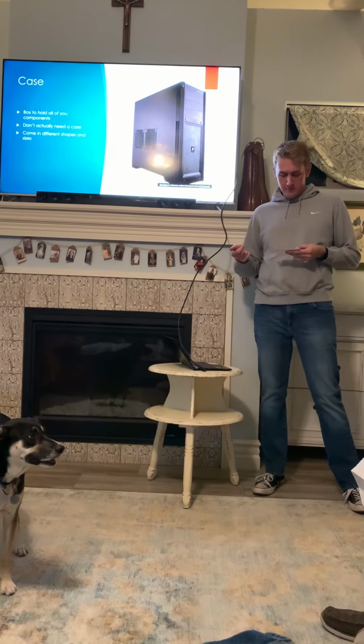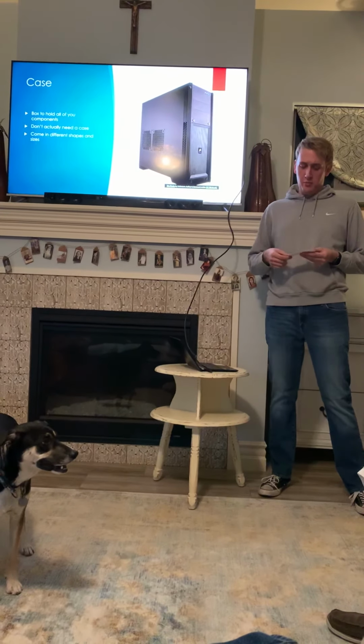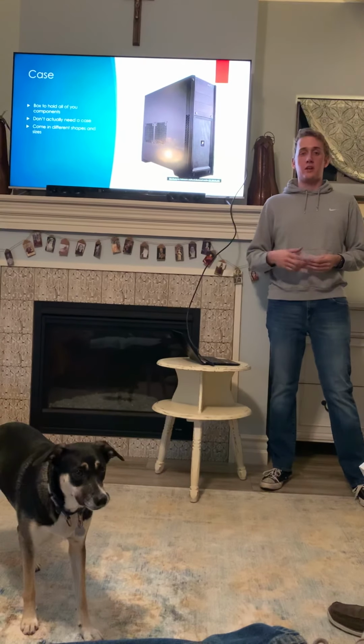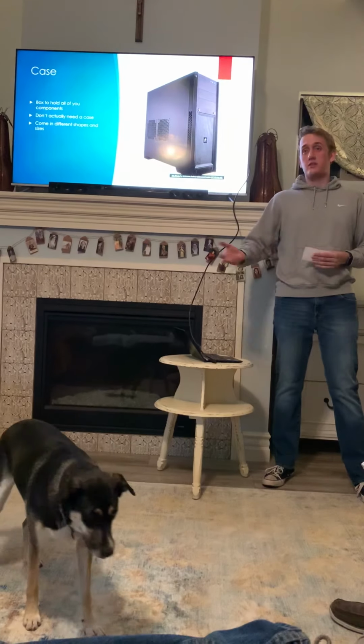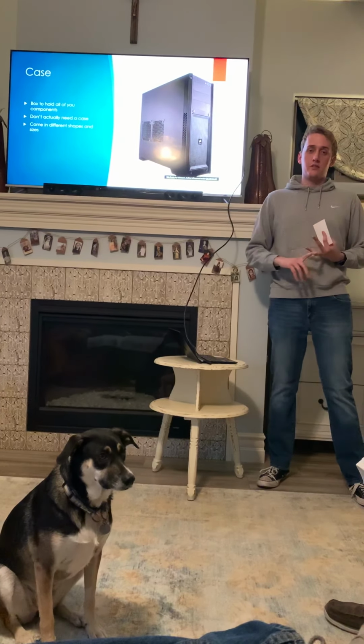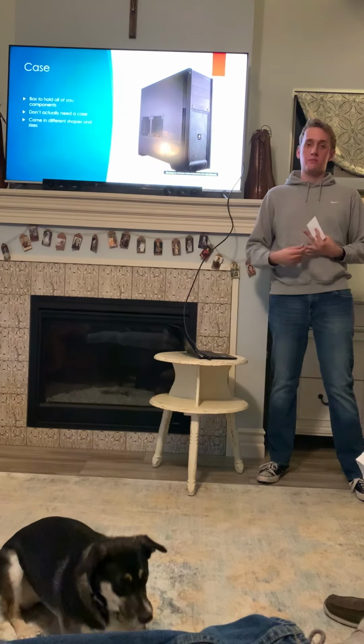Crucial.com doesn't even list a PC case on the parts that you need to build a PC. So technically, you could just put your parts out on the counter and it would still turn on, but you wouldn't get the proper airflow and your parts could get damaged to where you can't use them anymore.